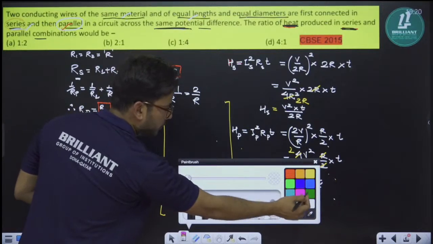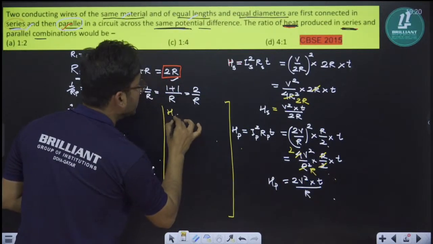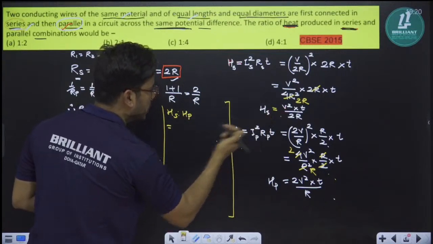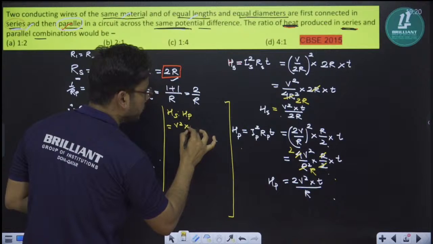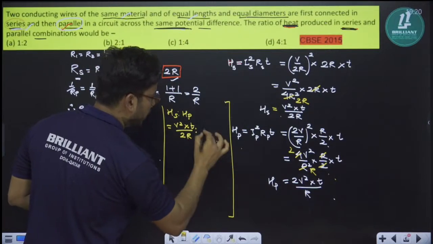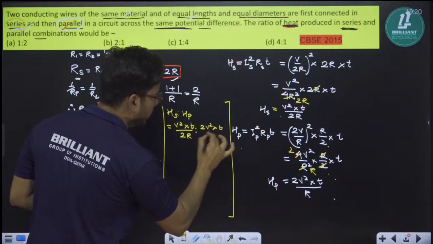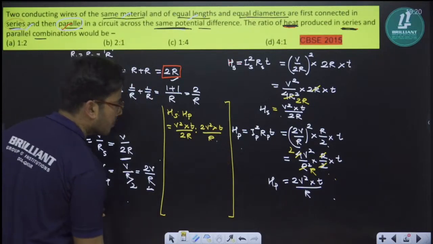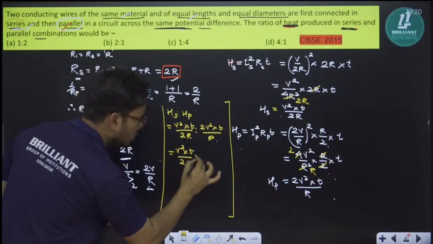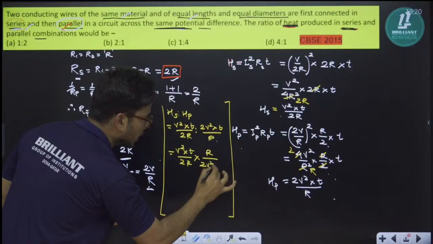So you will tell, sir, ratio of heat in series to heat in parallel, right? That will be equal to, what are the values in series? V square into T divided by twice R, right? Is to, you will take 2V square into T divided by R, right? So next you will take the reciprocal: V square T divided by twice R into R divided by 2V square into T.